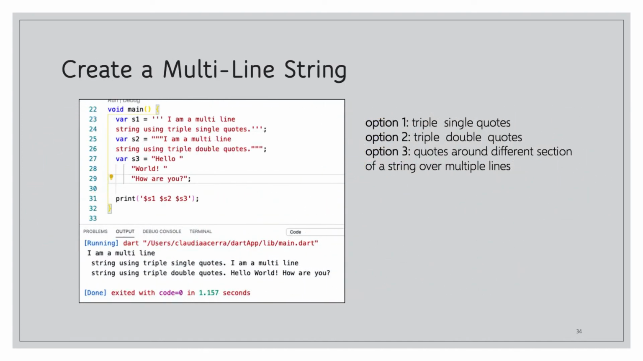You know, sometimes it can be downright annoying when you have a longer string, so you really want to be able to wrap that string onto multiple lines. So we have a multi-line string. There are 3 options for doing this. You can use triple single quotes, like I do in the first example with S1. You could use triple double quotes, like I do for S2. Or you can quote around different sections of a string, having them span over multiple lines.